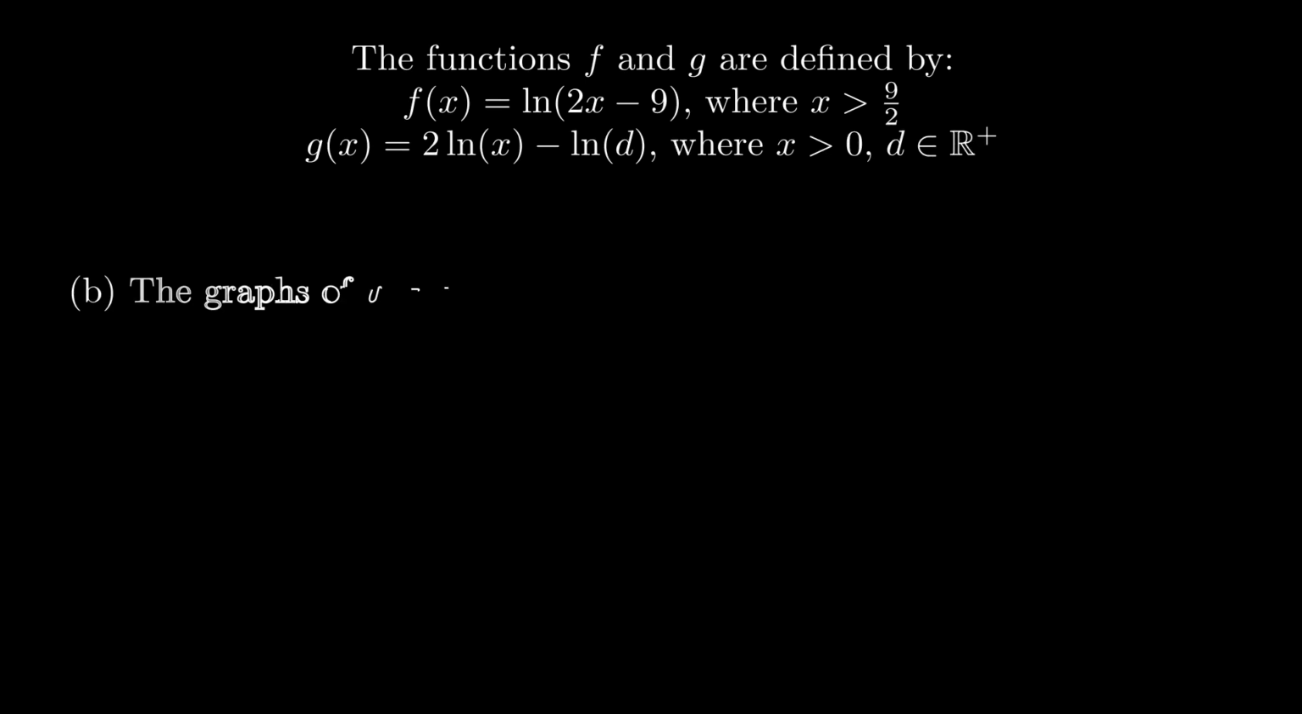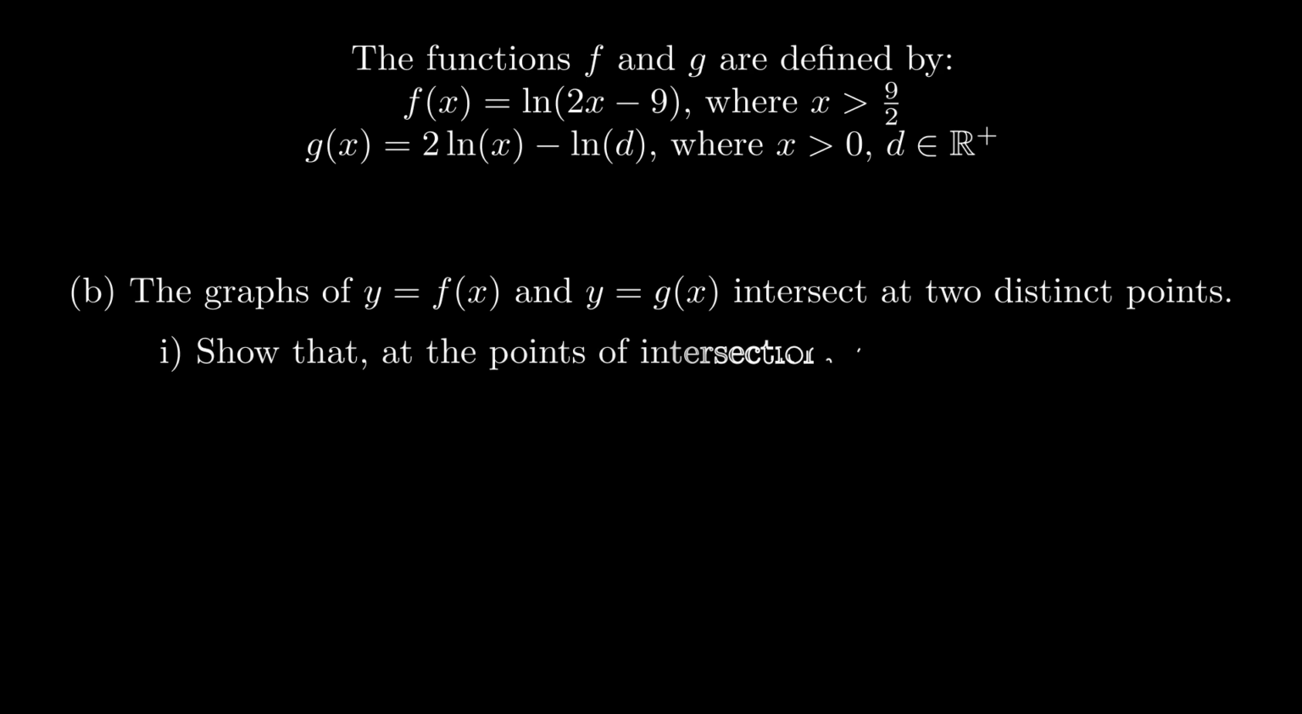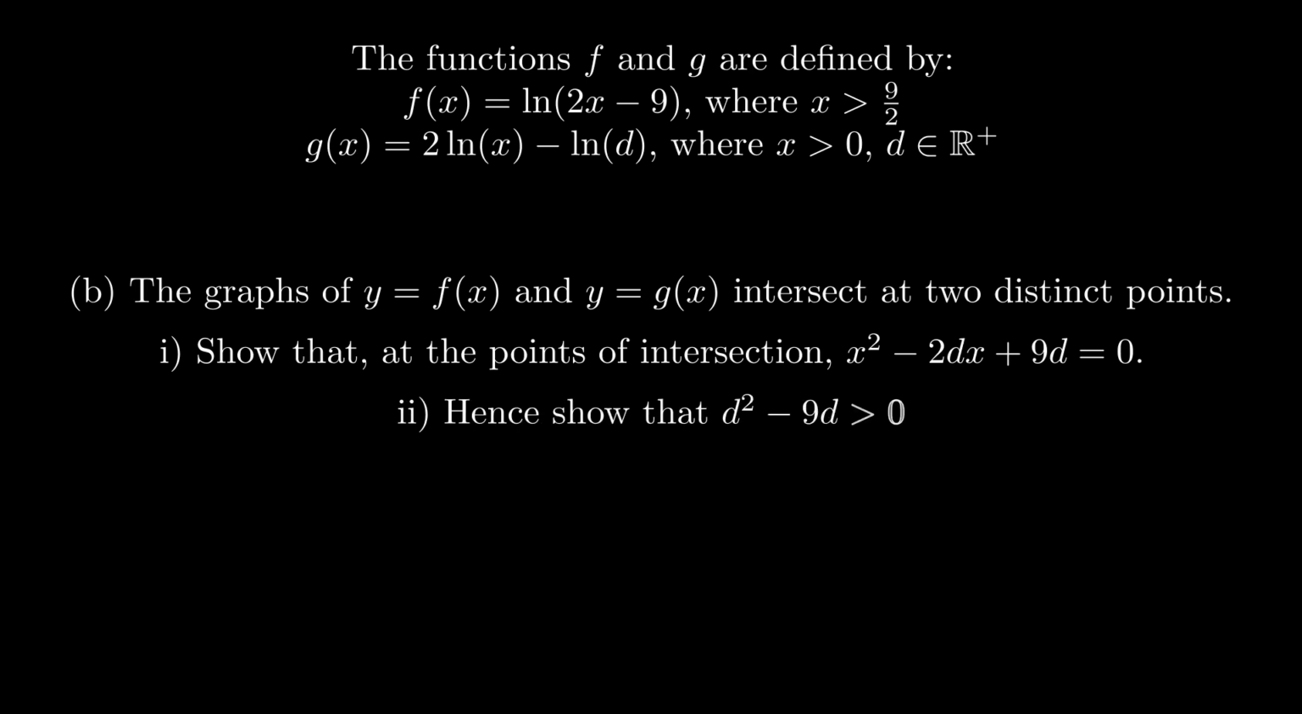For part B of this question, we're told that the graphs f of x and g of x intersect at two distinct points. We are asked to show that at the points of intersection, x squared minus 2dx plus 9d is equal to 0. We're then asked to hence show that d squared minus 9d is greater than 0, and to then find the range of possible values of d.